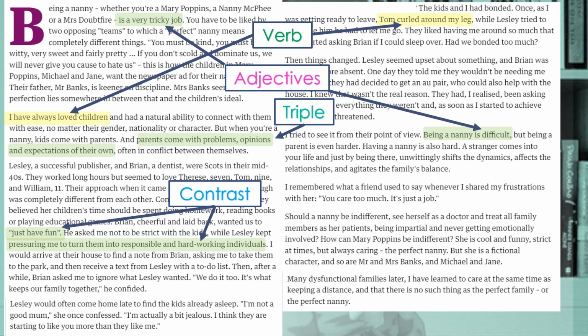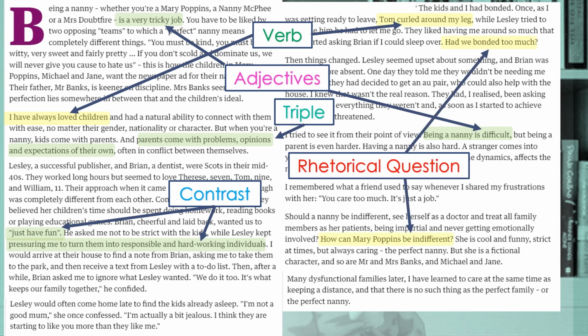We can see this with the verb loved, I've always loved children, and the image of Tom curled around her leg. And also, Alberley uses rhetorical questions to question this emotional bond. So, had we bonded too much? But how can Mary Poppins be indifferent? It implies that she's shocked that there could be a negative consequence to bonding too much with the children that she's looking after. However, this conflict is described by the use of dialogue.